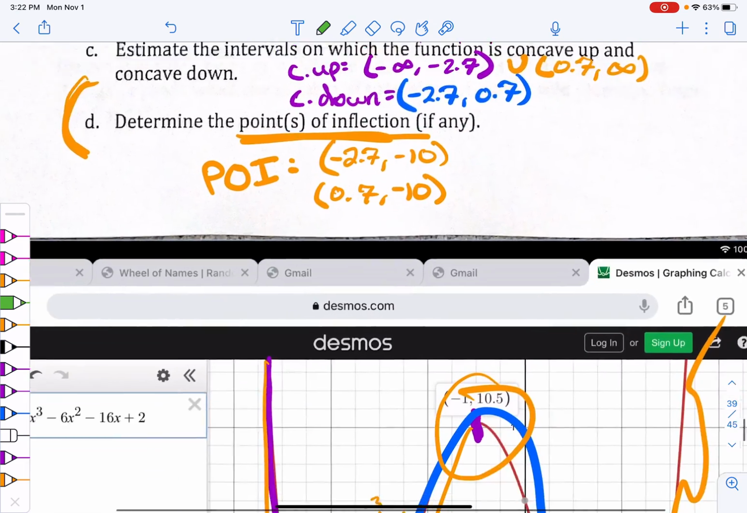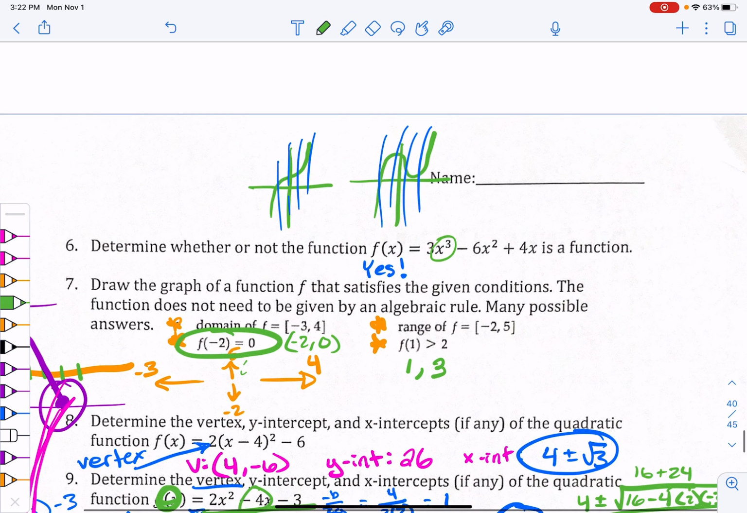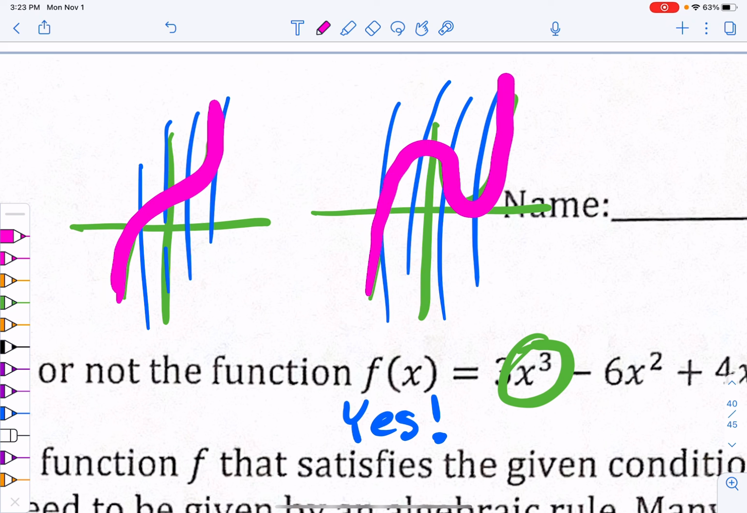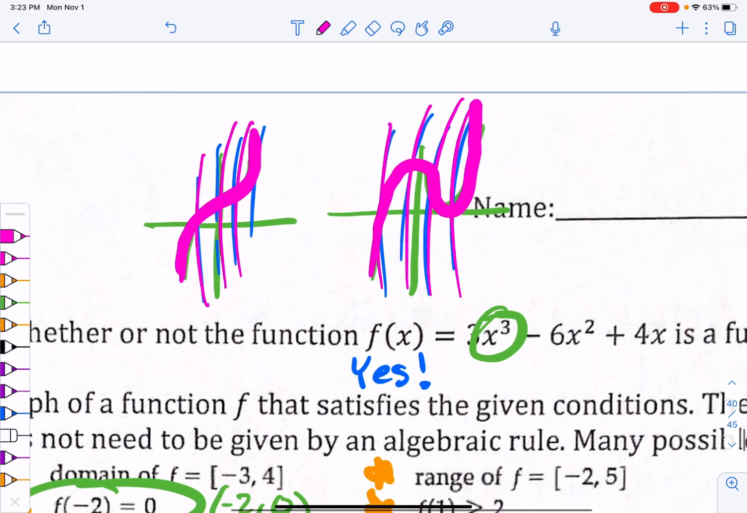Last one is number 6. And number 6 is determine whether or not the function is a function. So this is x to the 3rd power, okay? And we said that x to the 3rd power generally does a shape like this, right? Okay, but even if he has a little bit more of a hump to him, he's still going to pass the vertical line test no matter what. So yes, he is going to be a function.